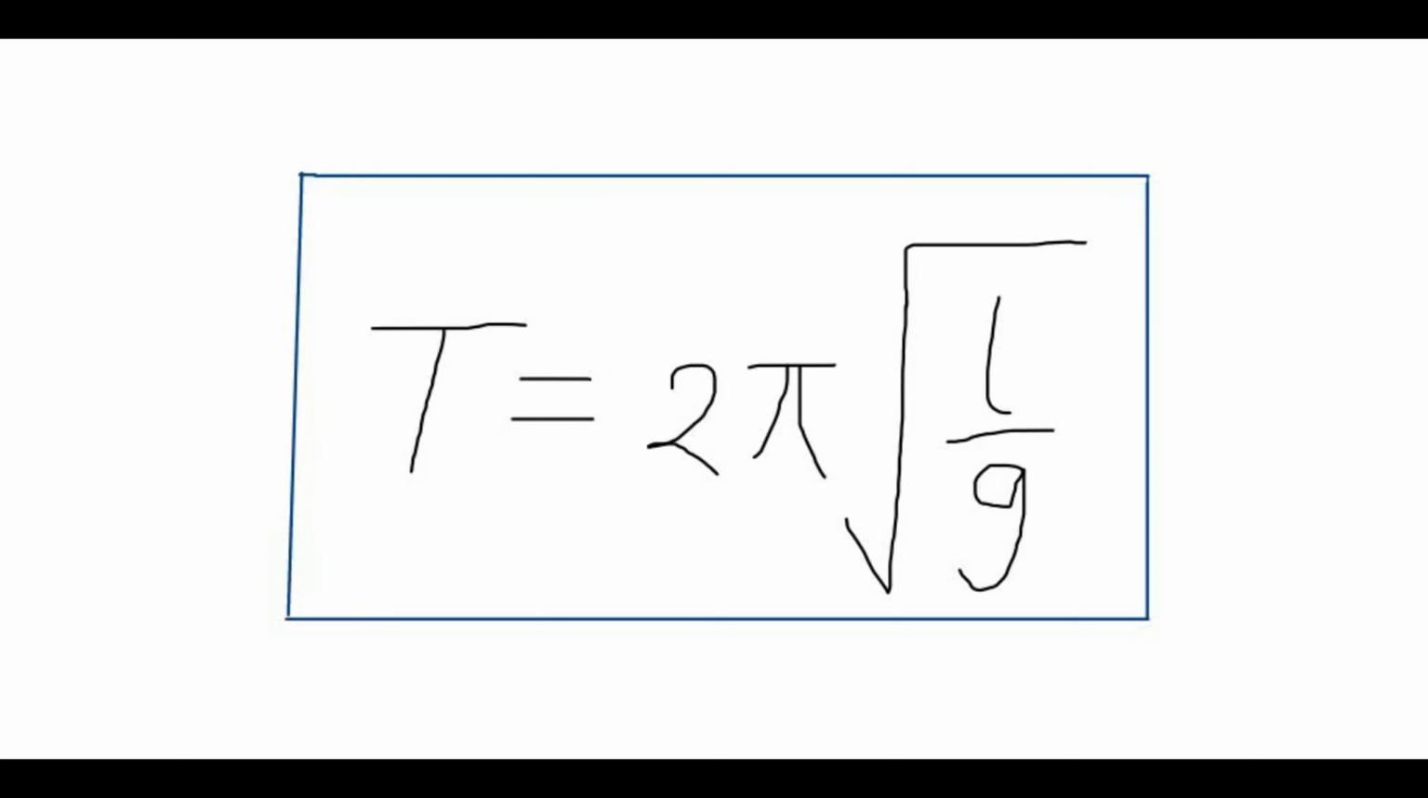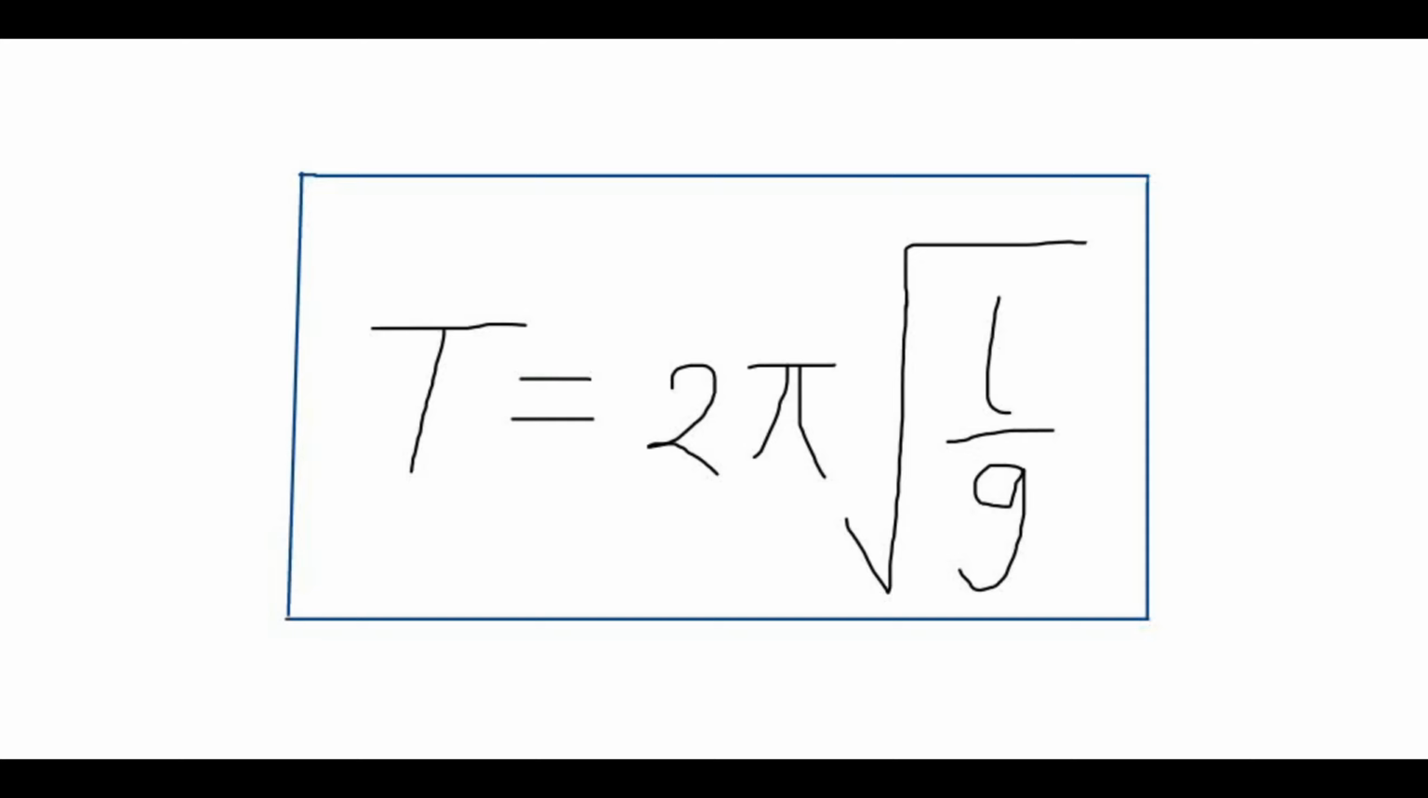T equals 2π times the square root of L over g. This is the formula for calculating the period of a pendulum, and based on this formula, there are two factors affecting the period of a pendulum. But first, before I go into that, I'm going to tell you what the meaning of the term period is.